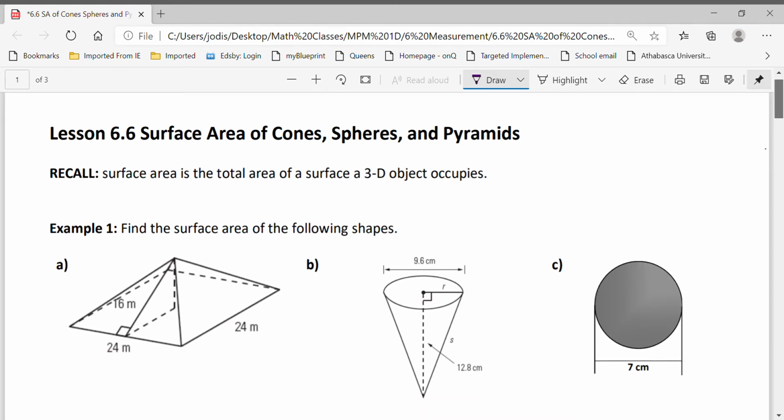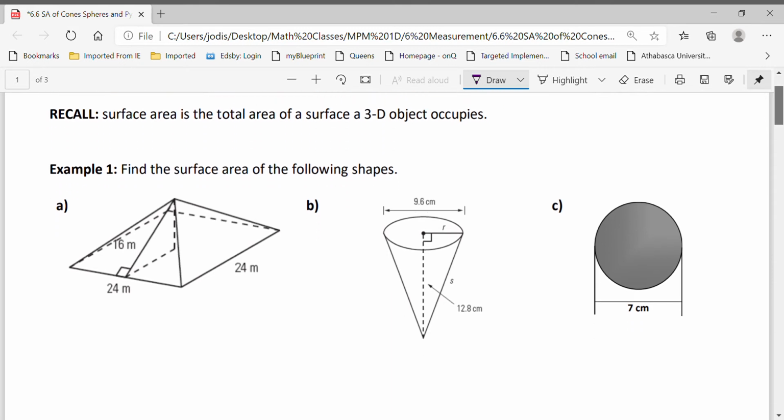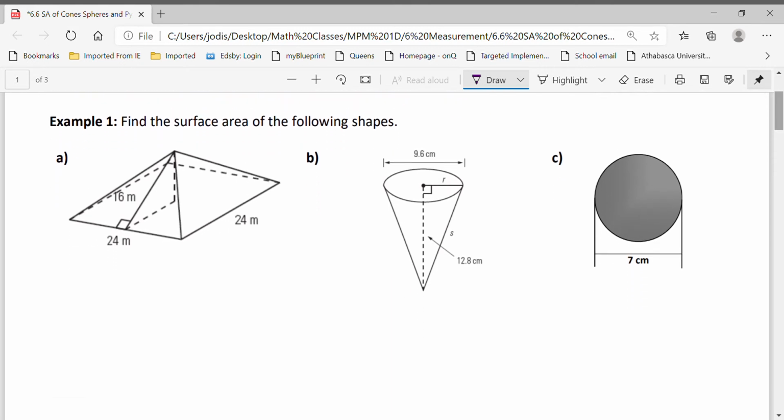So we talked about the volume of cones, spheres, and pyramids the other day. So today we're just going to move on to surface area. Remember to use your formula sheet. That's where I'm getting all these equations from. So we're just going to jump right in.